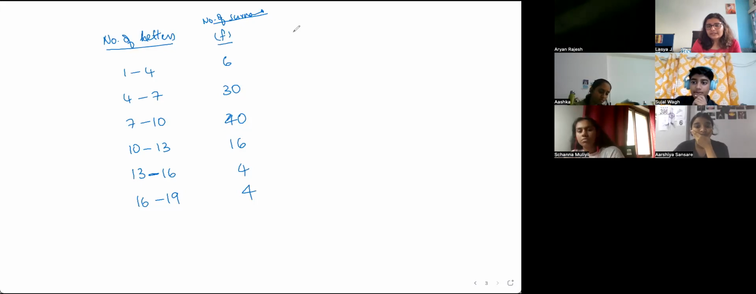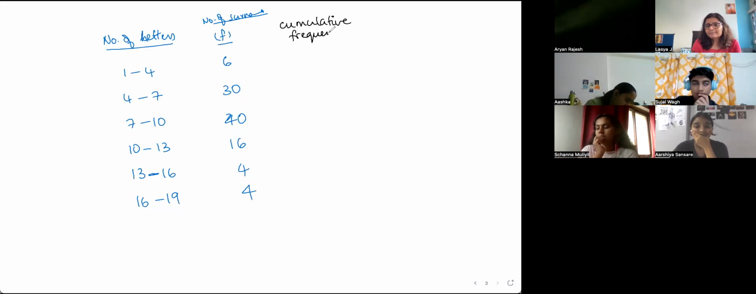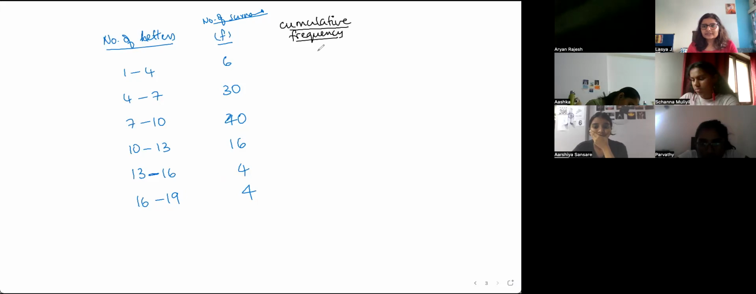So we have the number of letters, and these are the number of surnames. Then for median you need to find the cumulative frequencies. Do you know what you mean by cumulative frequency? Have you come across this word cumulative before? No? So cumulative means all together.